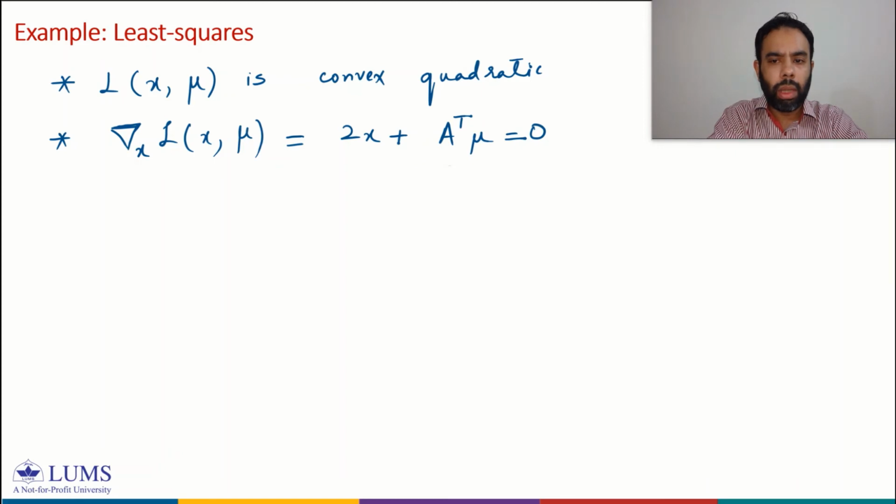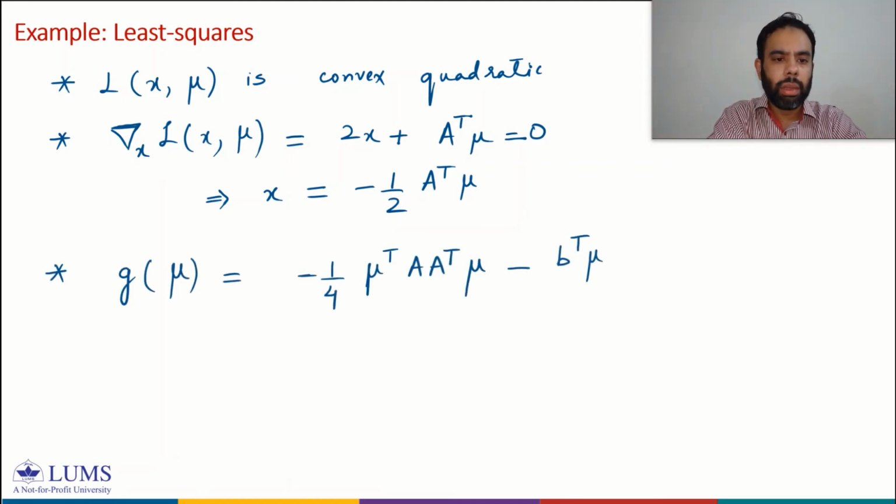So to determine x will be given by minus 1 by 2 A transpose mu, and when we substitute this x in the Lagrangian, we obtain the Lagrange dual function g of mu, that is minus 1 by 4 mu transpose A into A transpose mu minus b transpose mu. And you can see that this is in fact concave.